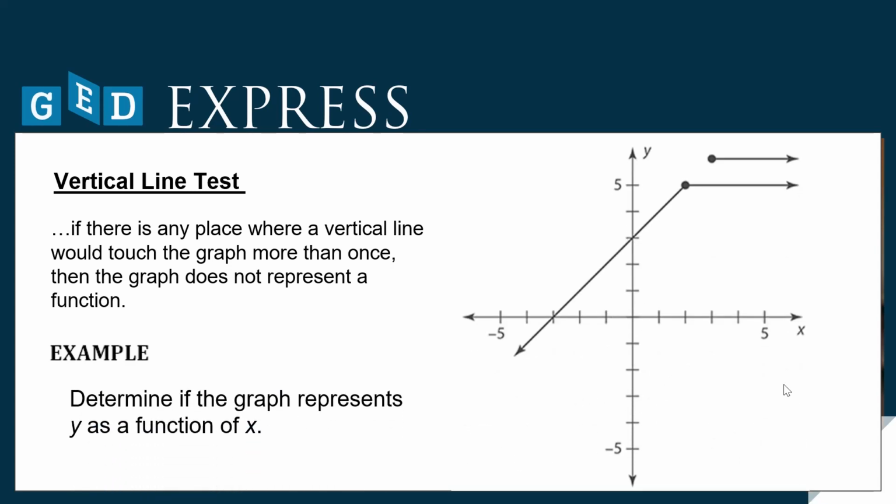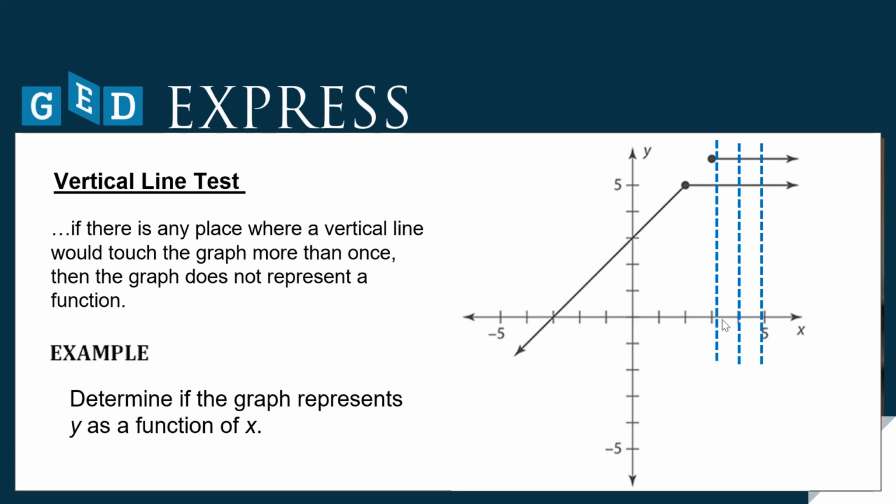Determine if the graph represents y as a function of x. This graph looks like a function until you approach x equal to 3. After that, there are two y outputs for each x input. You can see this by using the vertical line test. Because the line intersects with two separate lines at the same position, this graph does not show y as a function of x.